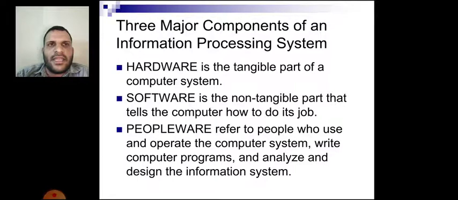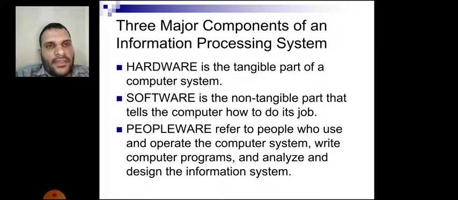There are three major components of an information processing system as a machine. It has hardware, software, and peopleware. Hardware is the tangible part of a computer system. We can touch it, we can see it. Hardware is the physical entity or body of the system.